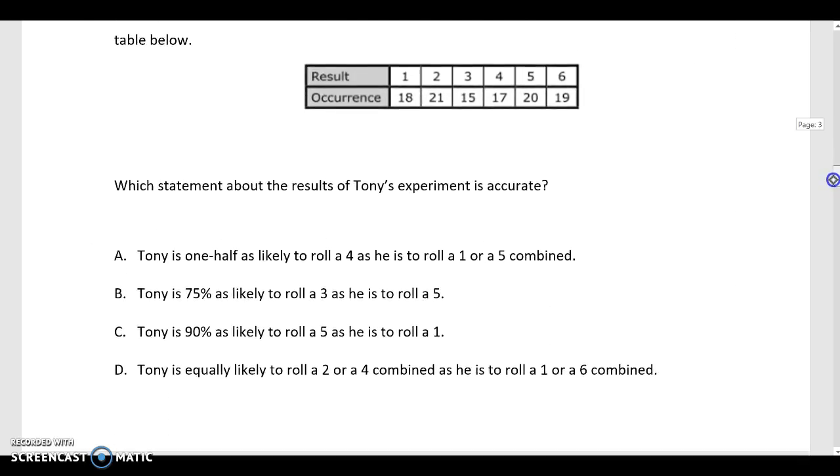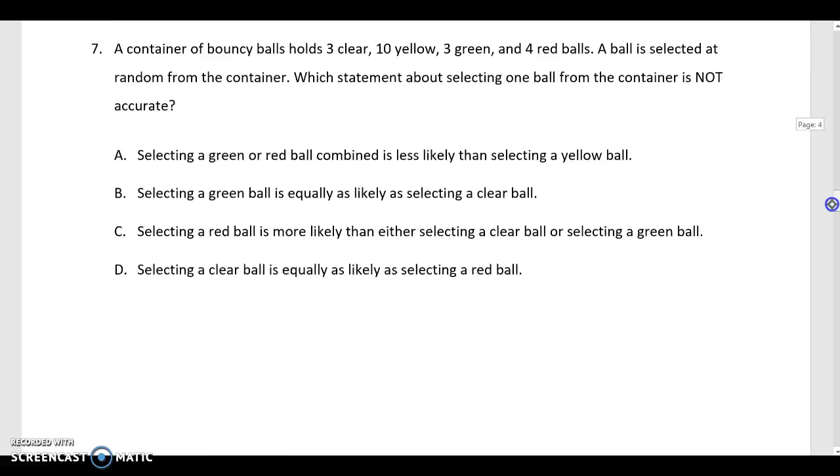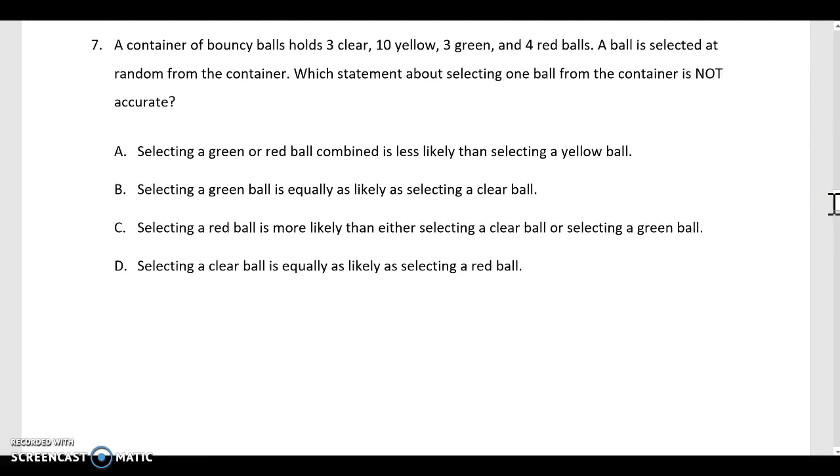Okay, I think I did that one in the previous video. So we're going to start at number 7. Number 7 says a container of bouncy balls holds 3 clear, 10 yellow, 3 green, and 4 red balls. A ball is selected at random from the container. Which statement about selecting one ball is not accurate? So it wants not true, or false, right? So we're looking for a false statement.